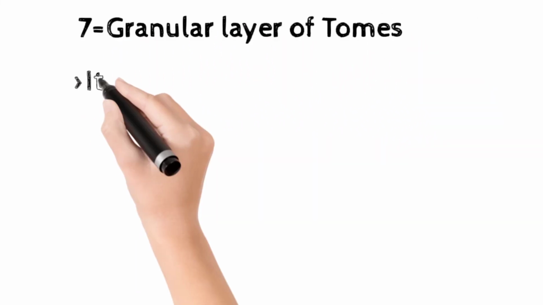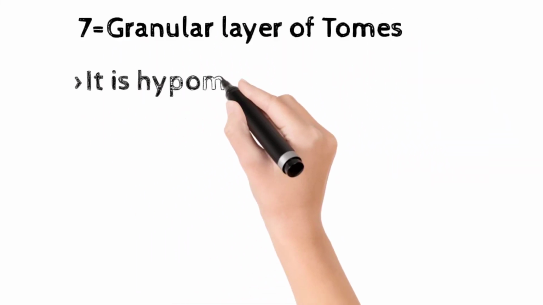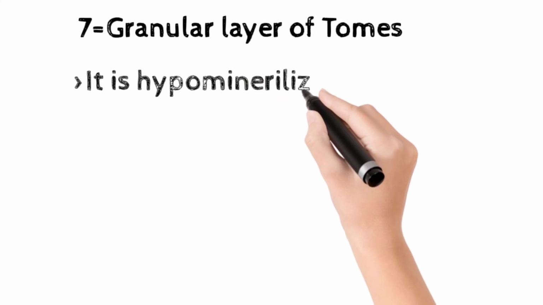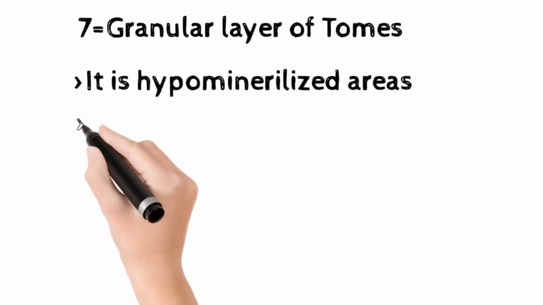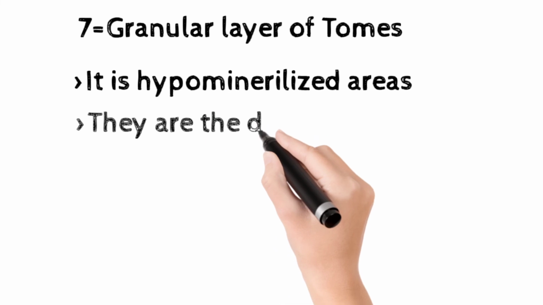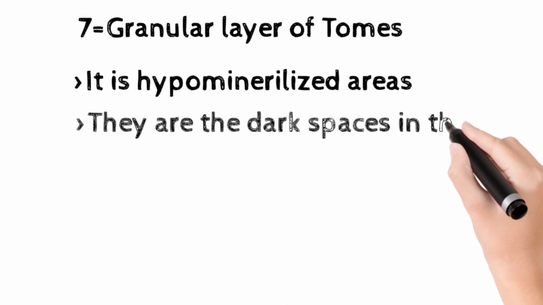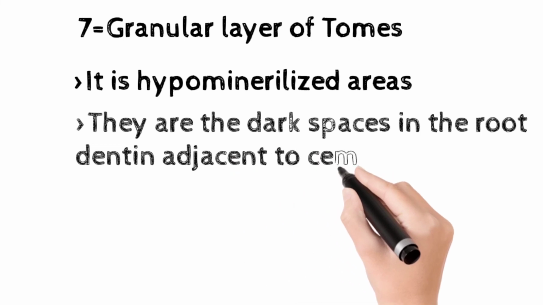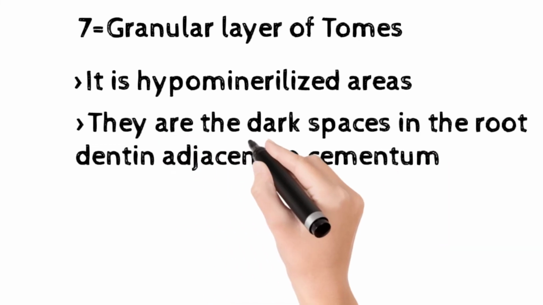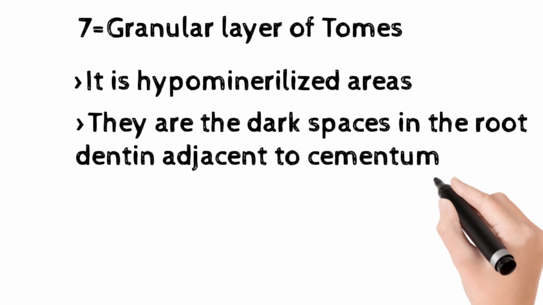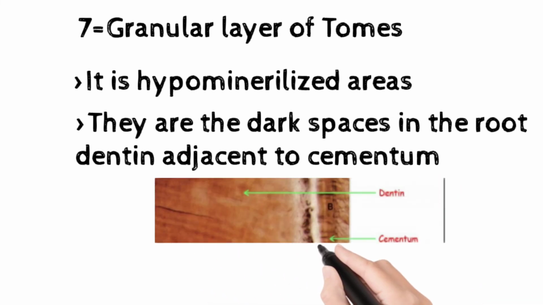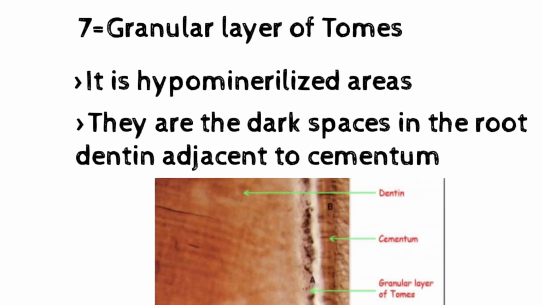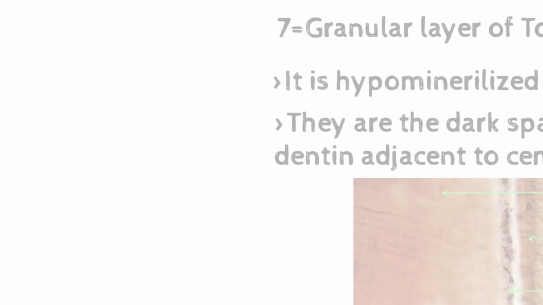Now, seventh is the granular layer of Tomes. What is the granular layer of Tomes? First, it is a hypomineralized area. Second, they are the dark spaces in root dentine adjacent to cementum. Look at this diagram. On the right side is dentine, on the left side cementum. Where they meet at the dentocemental junction, there is a granular layer of Tomes, which is a hypomineralized area, which is actually the dentinal tubules.